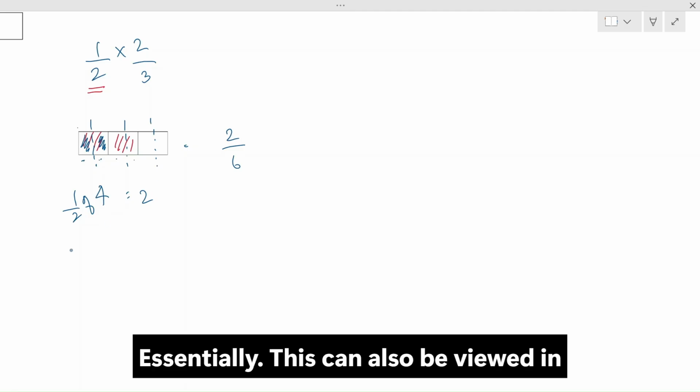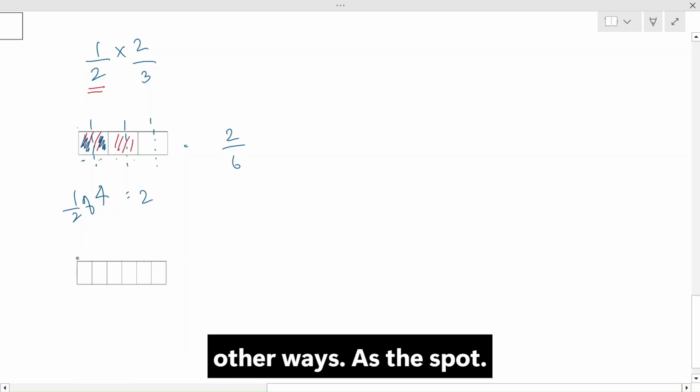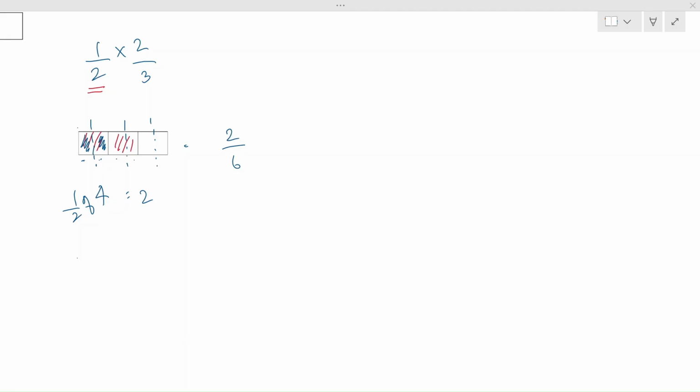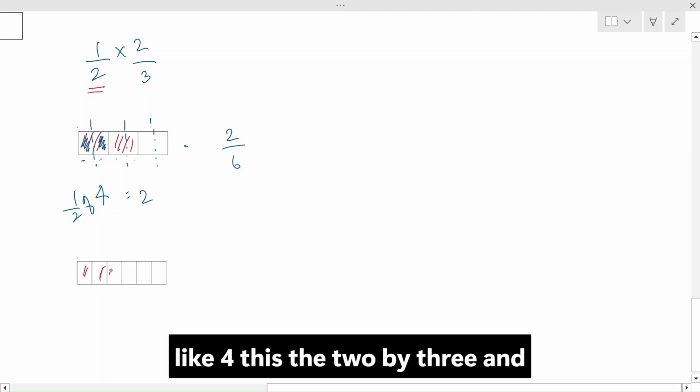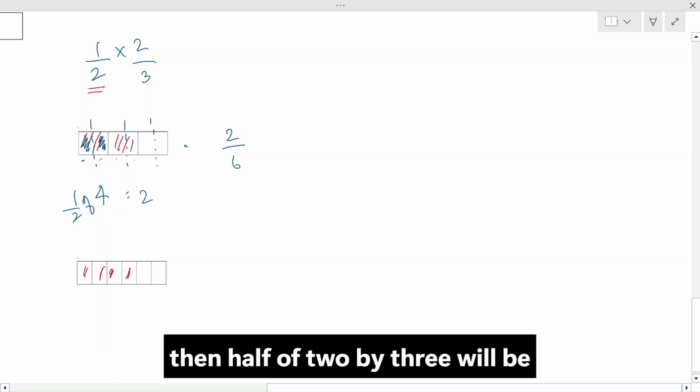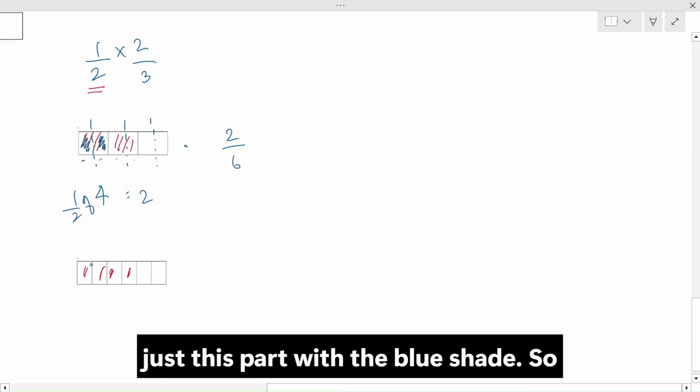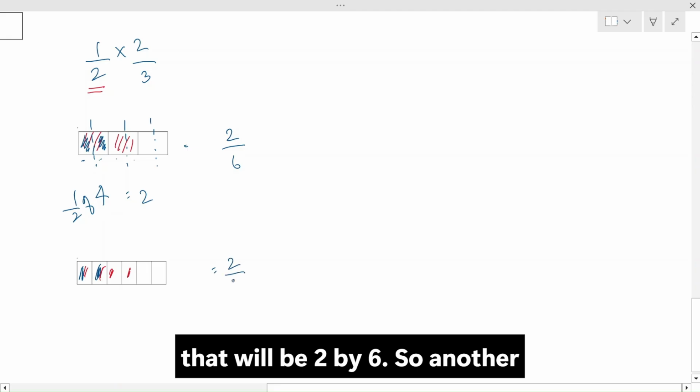Essentially, this can also be viewed in other ways, as this part. There are six parts, 4 of them make the 2 by 3, and then half of 2 by 3 will be just this part with the blue shade. So that will be 2 by 6.